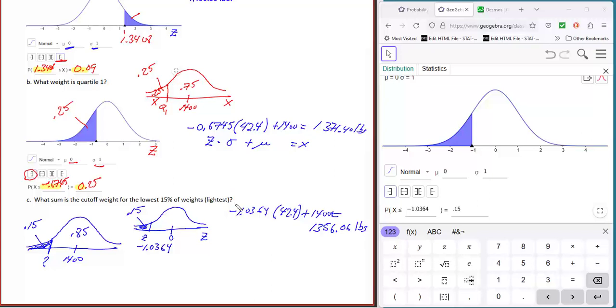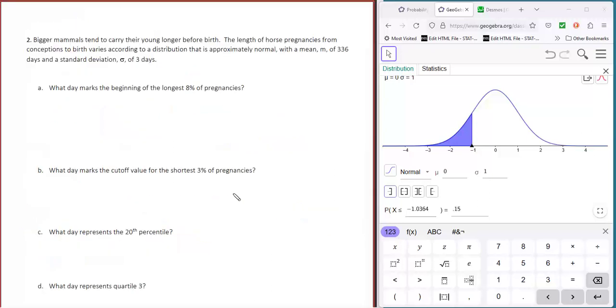Okay, let's go through a few more examples, and we'll go quicker this time, since we got the idea here. And you might want to try this on your own and pause me, and then I'll just go through the answers here. Bigger mammals tend to carry their young longer before birth. The length of horse pregnancies from conception to birth varies according to a distribution that is approximately normal. Okay, so again, important information.